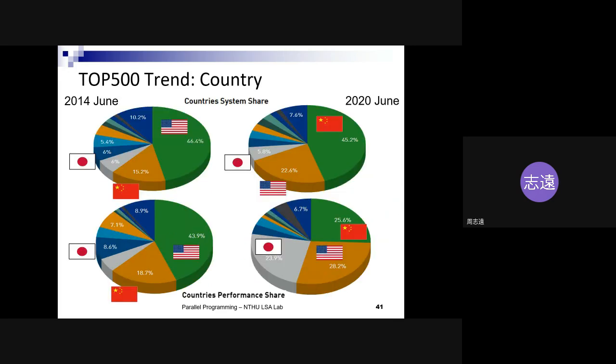All right, so as I mentioned, this is the percentage in terms of the total performance share between those machines. And you can see that almost China and America are equal right now, and also Japan, because of the top rank machine, they are right next to them.